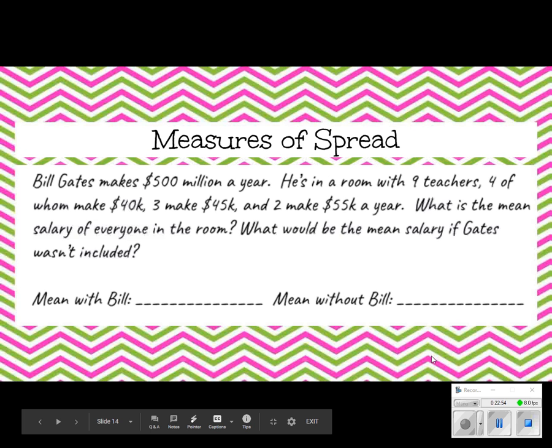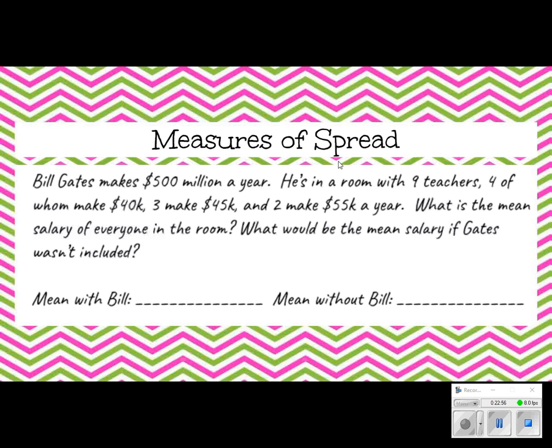All right, measures of spread. So back to mean and median. Bill Gates makes $50 million a year, and this was a long time ago, so that might not be true. He might make more than that. He's in a room with 9 teachers, 4 of whom make $40,000, 3 make $45,000, and 2 make $55,000 a year. What is the mean salary of everyone in the room? What would be the mean salary if Bill Gates wasn't included?